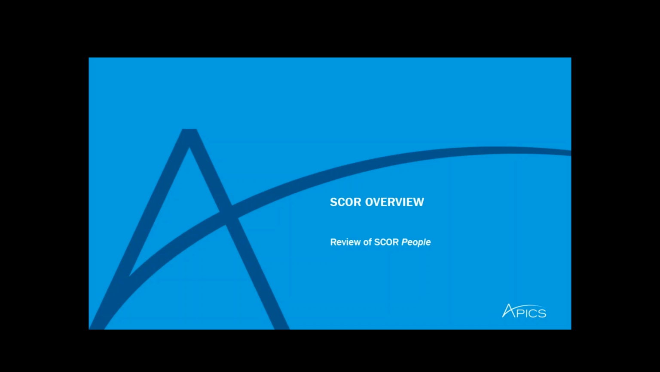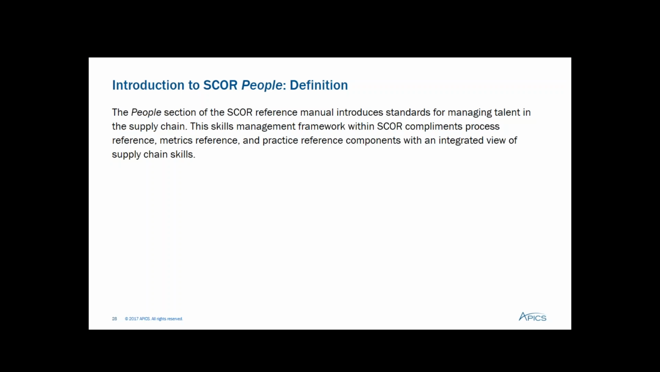So now let's talk a little bit about the people section of SCOR. The people section in the SCOR framework was added in SCOR version 10.0 and introduces standards for managing talent in your supply chain, as well as providing a set of standards for describing skills required to perform tasks and manage processes. It supports the SCOR performance, processes, and practices sections of the SCOR framework with an integrated view of supply chain skills. The SCOR people section assists supply chain improvement teams in 4 ways.